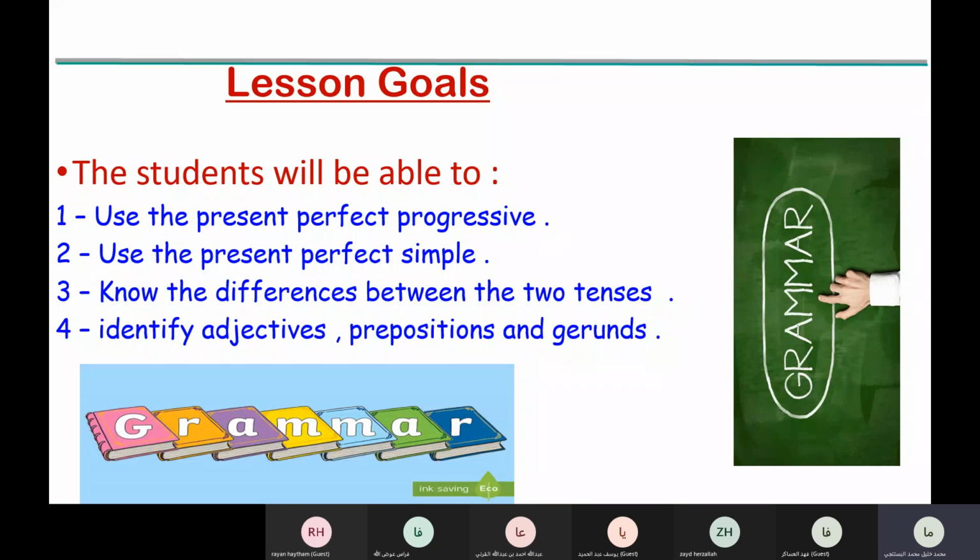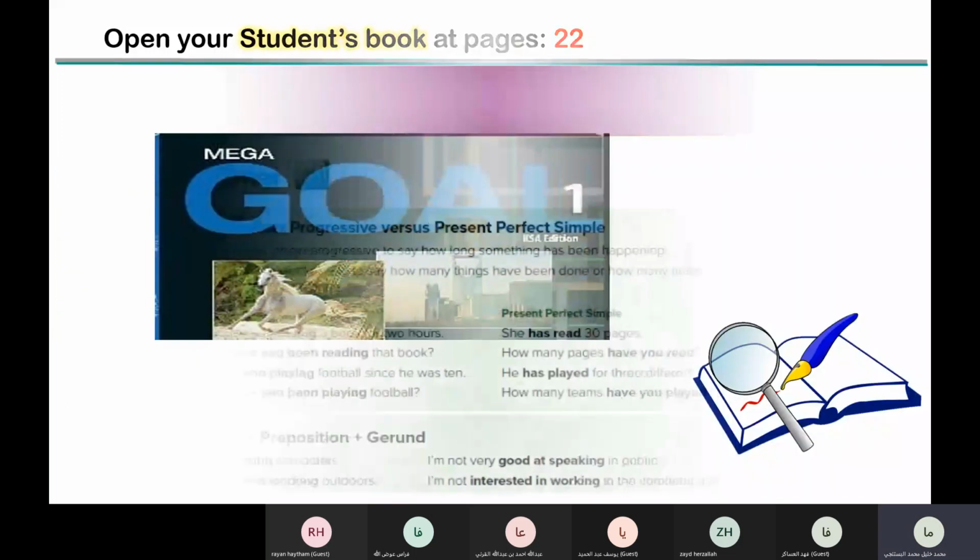Okay, again. Look at your books on page 22. These are, let's say, the objectives of our lesson. We're going to use the present perfect progressive and present perfect, showing the difference between the two tenses. Also, we are going to use adjectives plus prepositions, and they must be followed by what? They must be followed by the -ing form. Okay.